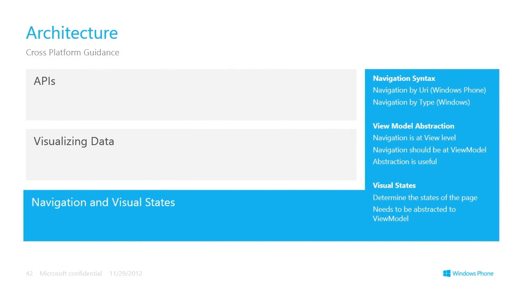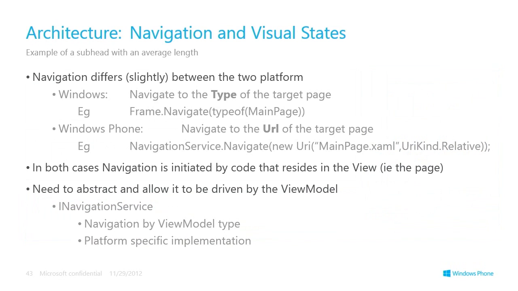Right, the last thing I want to cover is where we've got subtly different things, which is navigation and visual states. Navigation is essentially the same in that you navigate from one page to another, but there are implementation differences. On Windows, you call Frame.Navigate to the type of MainPage. On Windows Phone, we call NavigationService.Navigate to a new URI, so you navigate to MainPage.xaml. But essentially, it's doing the same thing, just in slightly different ways.